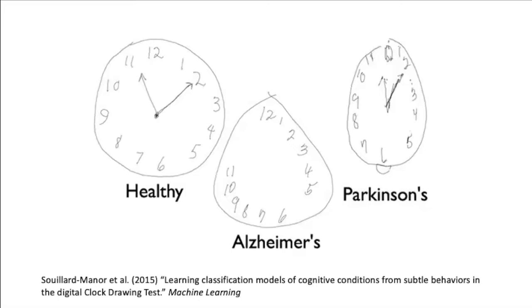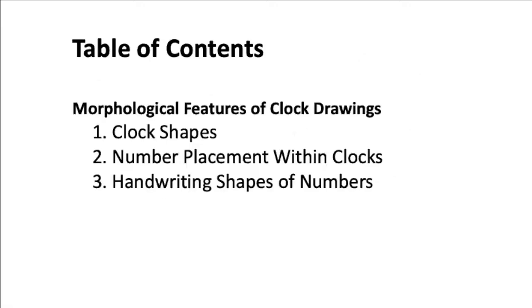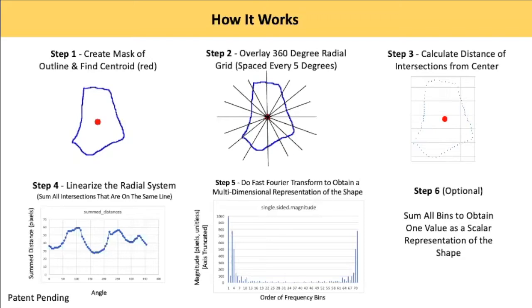As you can see in this image, features that indicate cognitive impairment include the shape of the clock, the position of the clock numbers, and the position of the clock hands. So in this presentation, I will give examples of how software measures clock shapes, number placement, and handwriting. To start, let's discuss how the LCPC transform works in the first place.